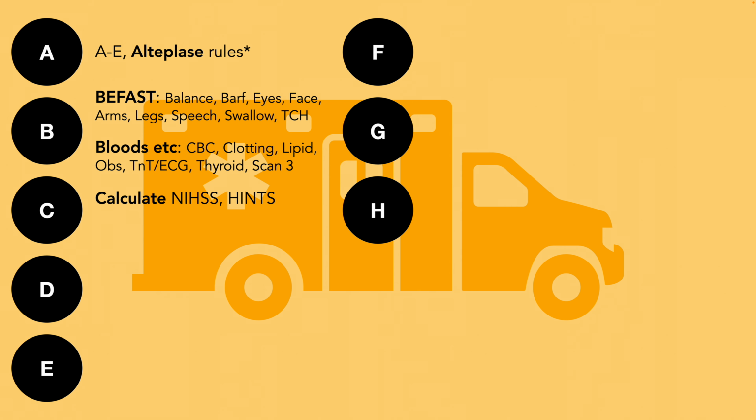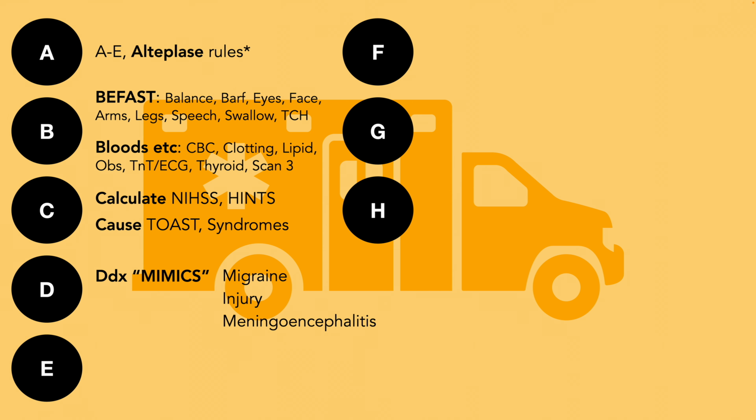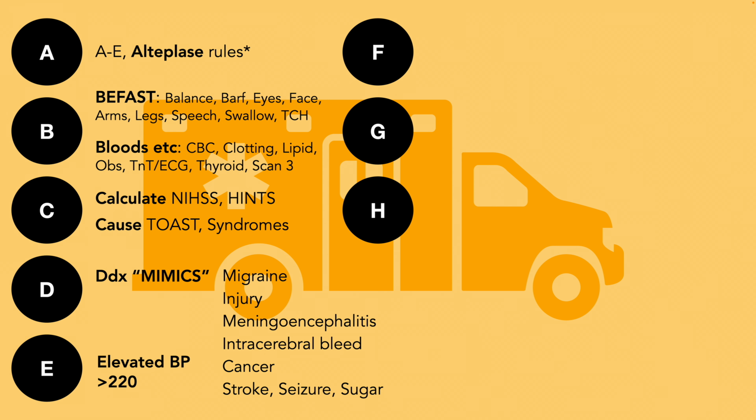You're going to calculate the stroke scale, and also you could do a HINTS if you're looking at posterior stroke, because that's about central versus peripheral causes of vertigo. So that's important for localization. You're going to have a guesstimate about where in the TOAST criteria a stroke is and its syndromes. Then you're going to look for mimics. So mimics, think migraine and injury, head injury in particular, right? We've got meningoencephalitis, we've got an intracerebral bleed, cancer, stroke, seizure, and sugar. And then blood pressure.